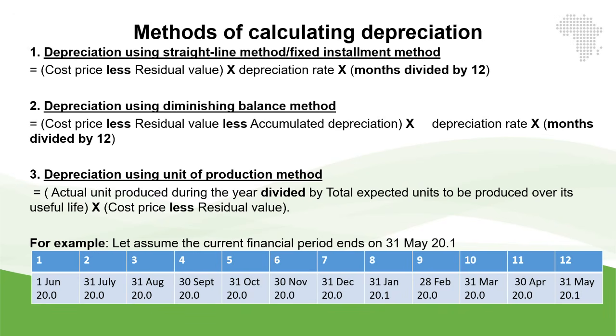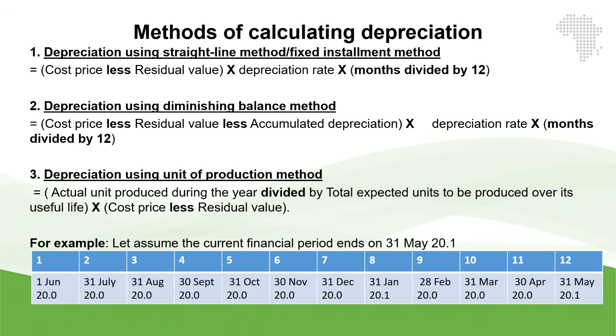So the first method that can be used is the straight line method, or the fixed installment method. How do we calculate depreciation there? We say cost price less the residual value. I'm sure you can see from that bracket, when we say cost price less residual value, we are talking about a depreciable amount, multiplied by a depreciation rate. They might tell you that it is 25% per annum. So you will know that the depreciation rate is 25%, or 20, 15, depending on what type of asset they have. Then you multiply that by months divided by 12.